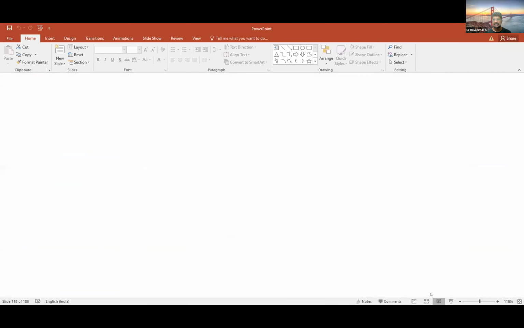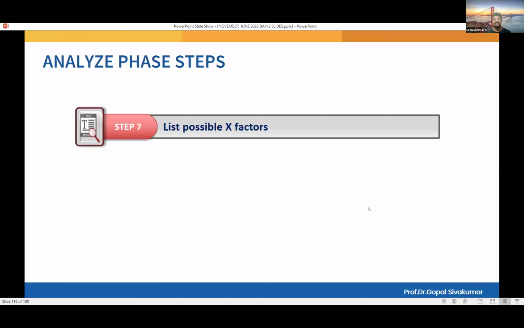What do you mean by that? Possible X factors are potential input variables or causes that may affect the output. Actually, don't connect this X with that X. This X is the possible root cause factors. So let us not connect this one with the Y is equal to f(X). Possible root cause factors, in the sense, we discussed in the first week.